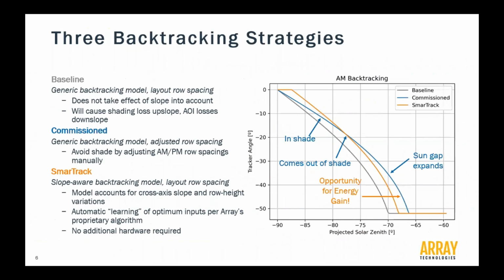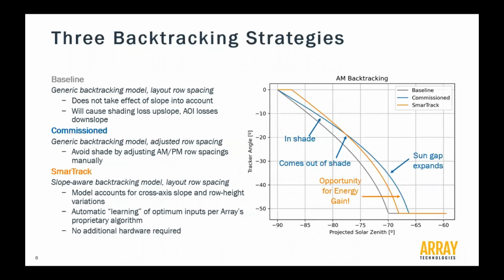It turns out that you can tweak the row spacing parameter in this generic backtracking model to reduce but not eliminate shading. This is what Array's commissioning team does. This is the blue line in the plot. And you can see how the tweak changes the shape of the tracking curve. SmarTrack uses a model that accounts for the cross-axis slope and row height variations and can provide an additional gain relative to the commission case.